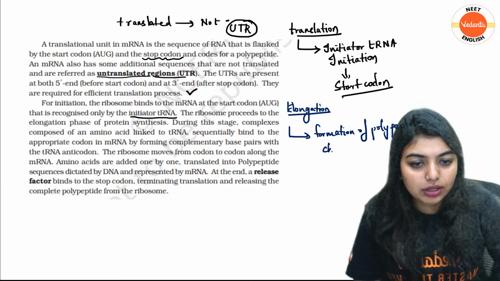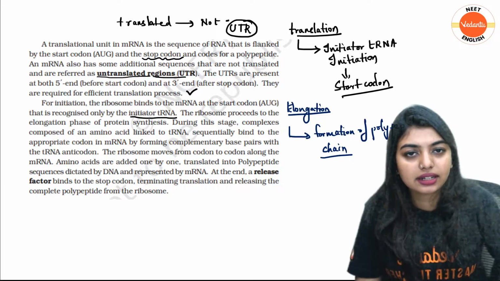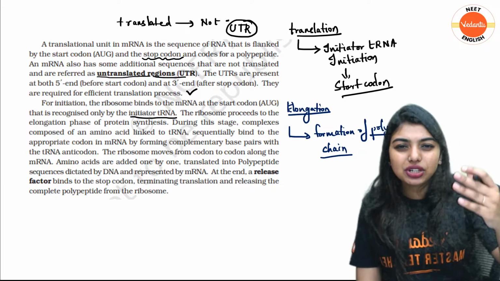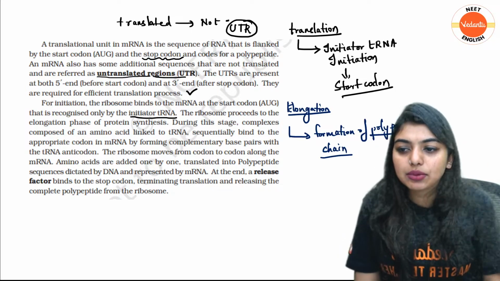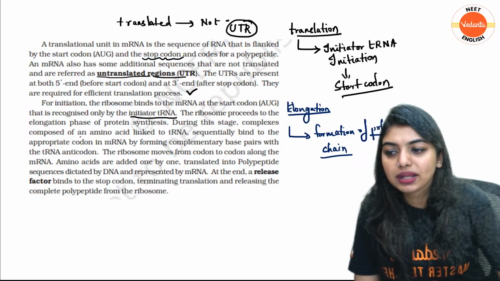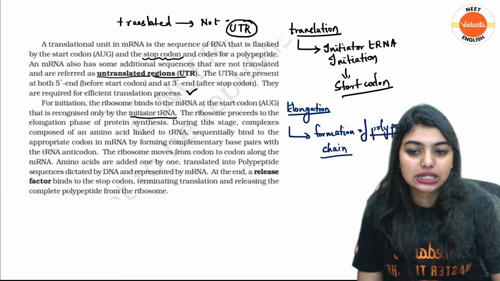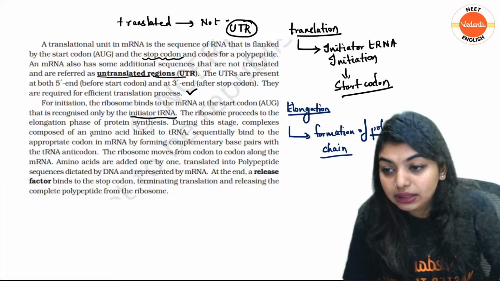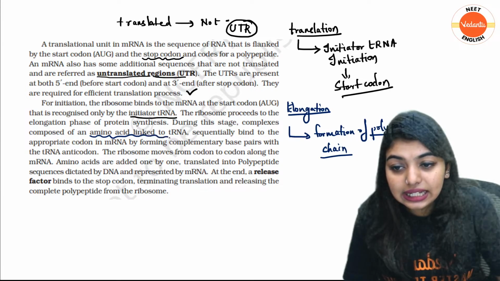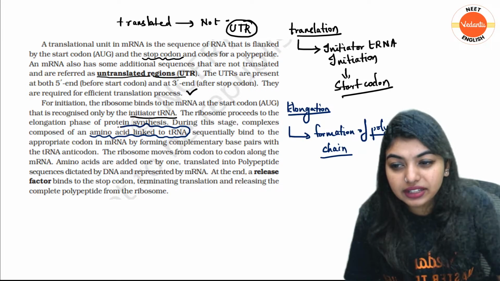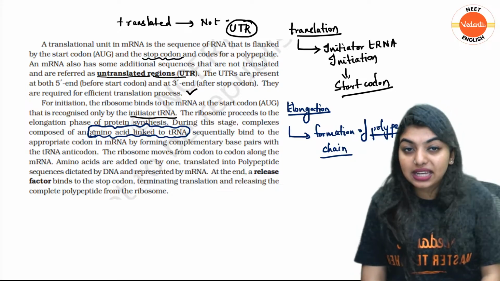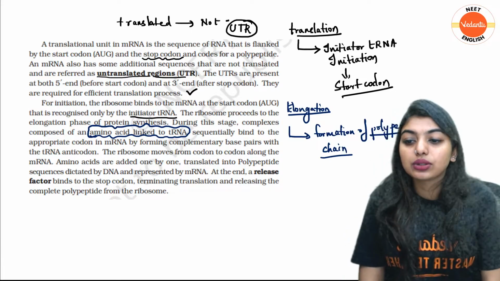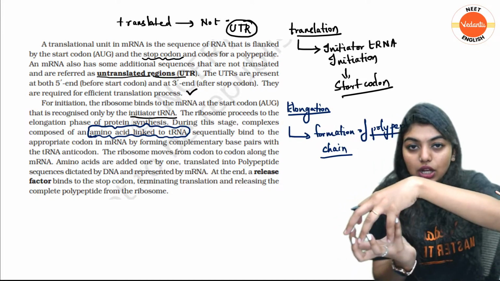Formation of polypeptide chain will happen, correct? Okay. Then the termination will happen. The ribosome proceeds, and during this stage, a complex composed of an amino acid linked to the tRNA sequentially binds to the appropriate codon. See, what is it? Amino acid linked to tRNA. This is why we did amino acylation. Is this making sense now? Okay. Now, the ribosome moves from codon to codon along the mRNA.